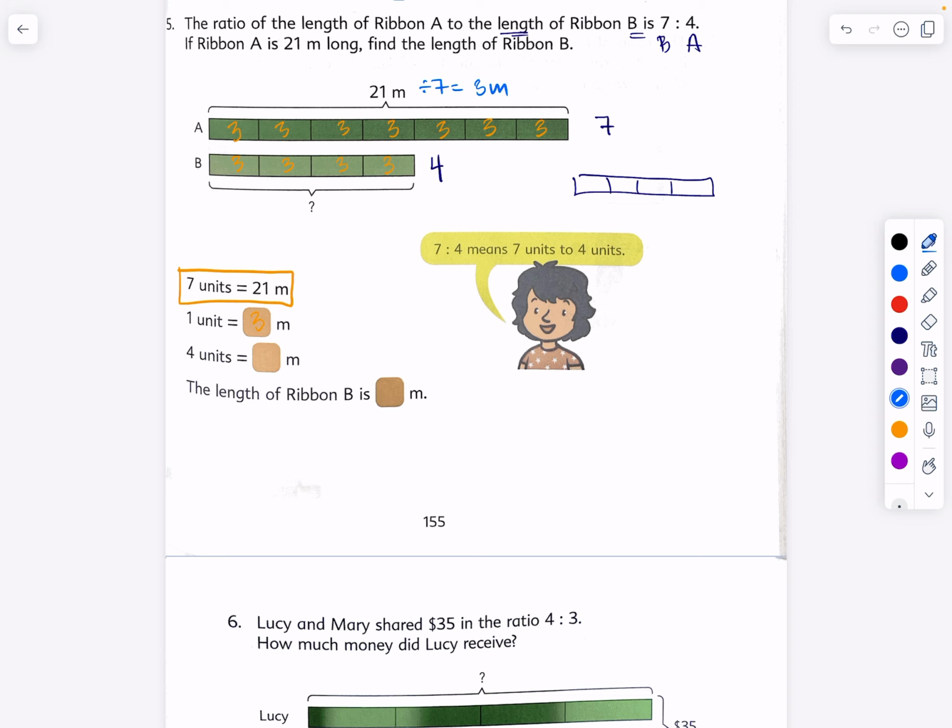Therefore, the question is asking, find the length of ribbon B. Okay, well, ribbon B is 4 units. 3 taken 4 times gives us 12 meters. 1 unit is 3, therefore 4 units is 12. It's 3 taken 4 times. The ribbon B is 12 meters long.